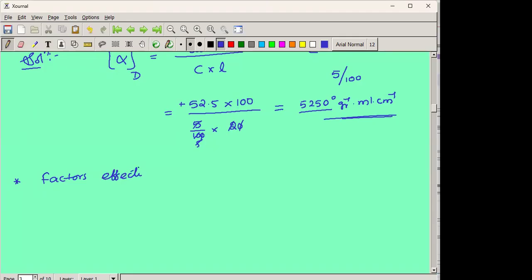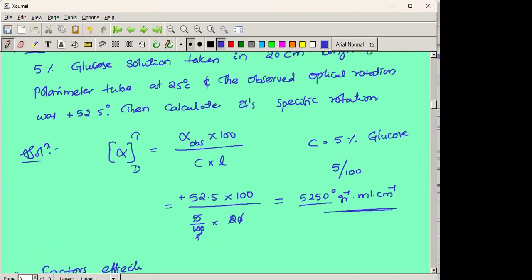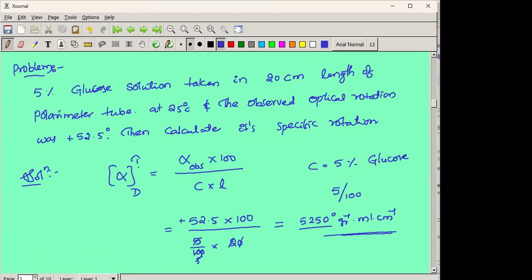I have given here only simple values, not exact values, a simple sample problem, right?